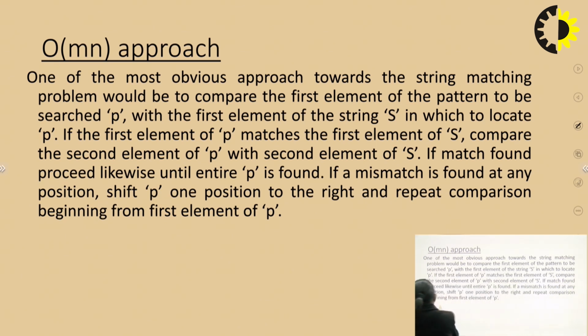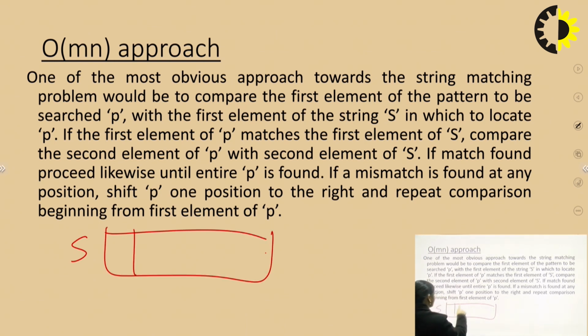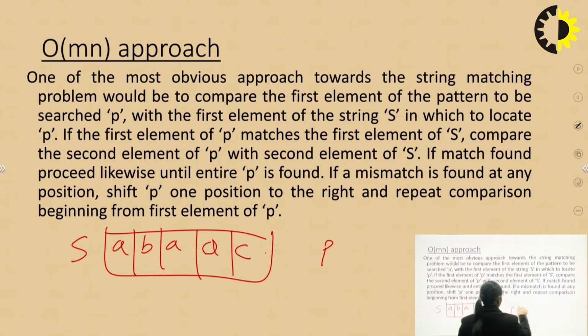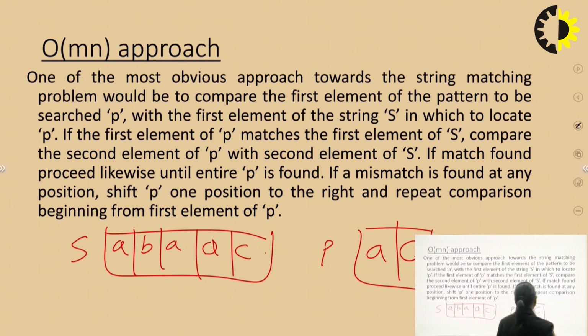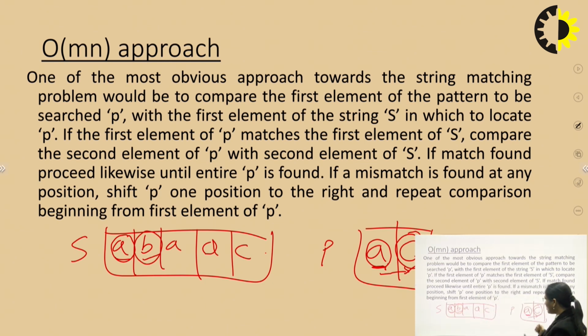Let's say the string is A, B, A, B, A, C, and the pattern is A, C. We first take the pattern P, whose first element is A, and compare it with the first element of string S, which is A. If they match, then we move forward and compare the second element of pattern P with the second element of string S. If it matches, then it's okay, and that means this is the exact location of the pattern.